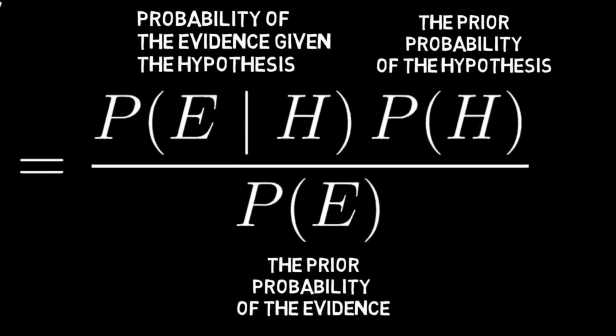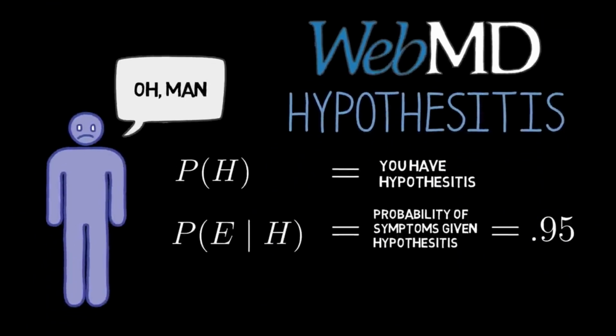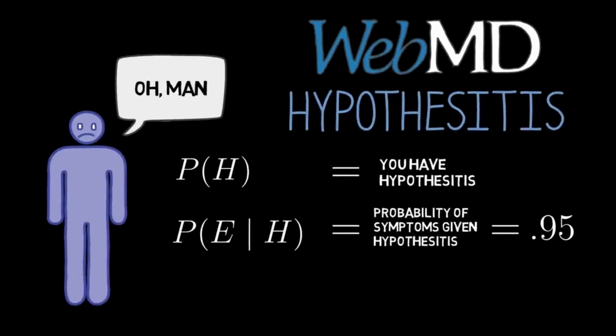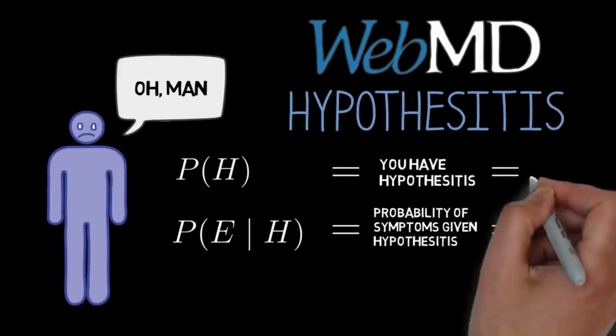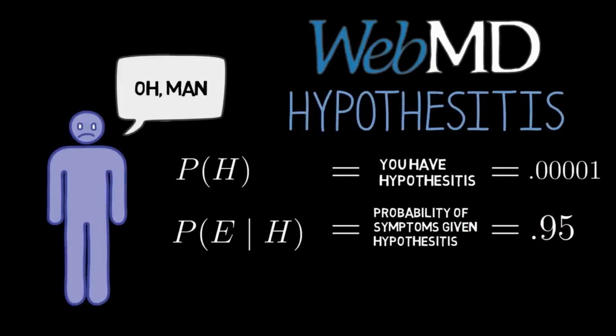It tells you that there are 2 more things you need to know in order to figure out the probability that you have hypothysitis: the prior probability that you would come down with hypothysitis, and the prior probability that you would have the symptoms that you actually have. With a little more Googling, you discover that the disease is extremely rare. Only 1 in 100,000 people have it. So P of hypothysitis is 0.00001.